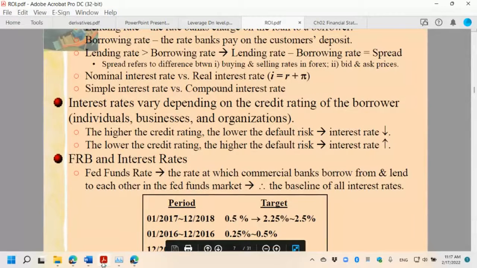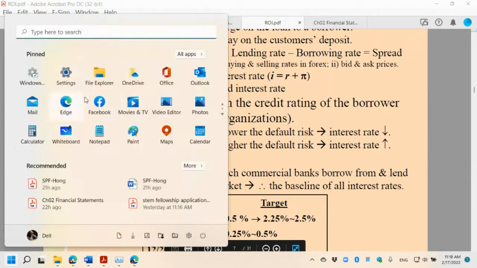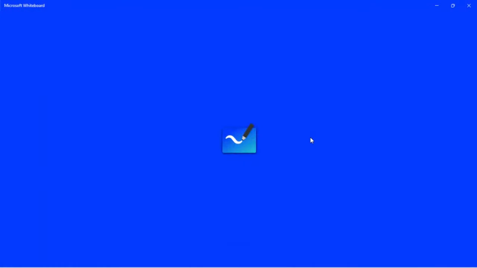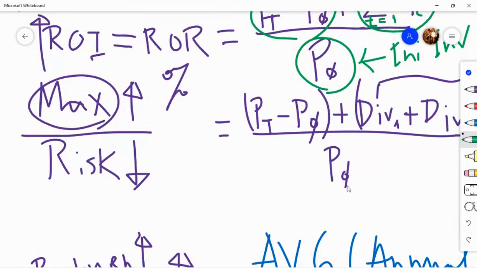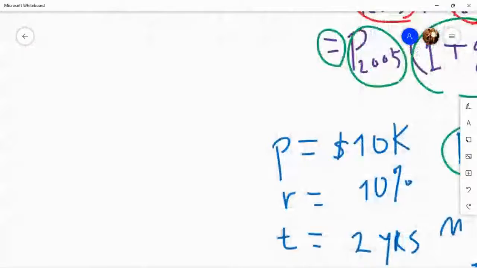So last time we were wrapping up. We were talking about the real interest rate versus the nominal interest rate, and so let me bring it up again. Where is that thing? Whiteboard. Okay.